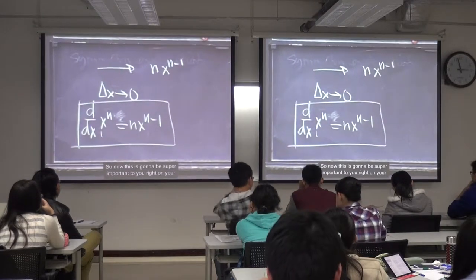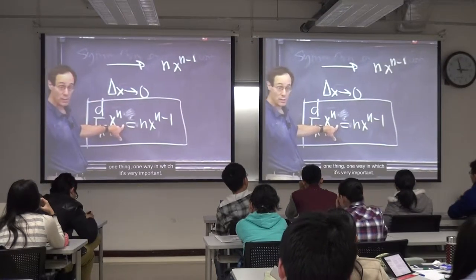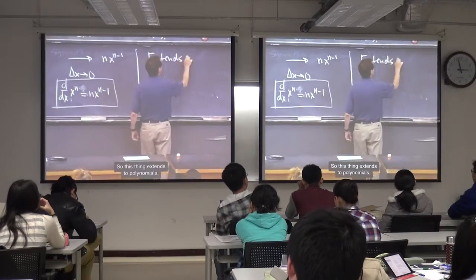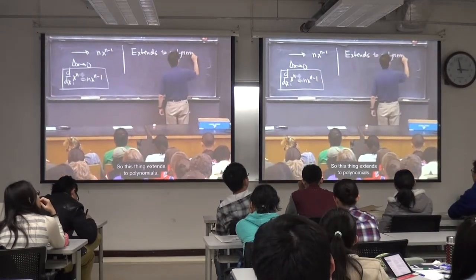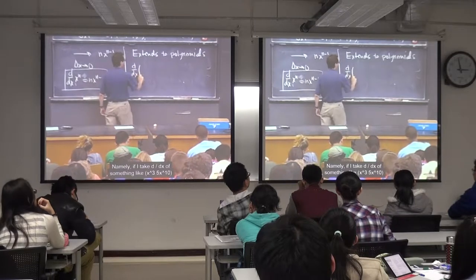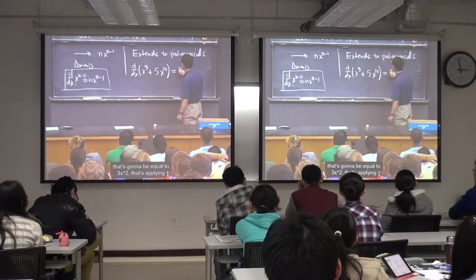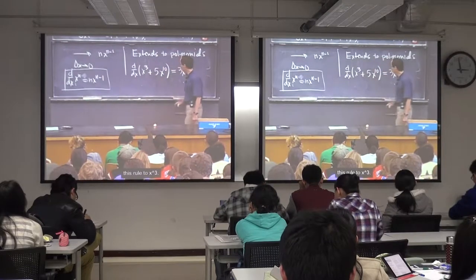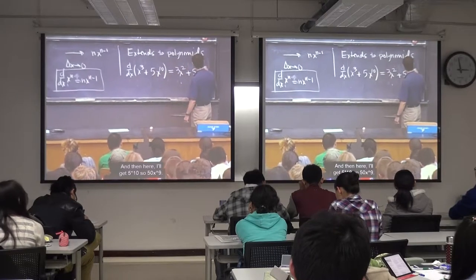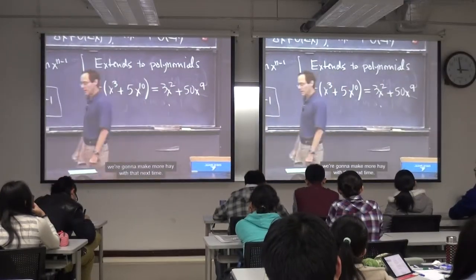So now this is going to be super important to you, right on your problem set in every possible way. And I want to tell you one way in which it's very important, and one way that extends it immediately. So this thing extends to polynomials. We get quite a lot out of this one calculation. Namely, if I take d by dx of something like x cubed plus 5x to the 10th power, that's going to be equal to 3x squared. That's applying this rule to x cubed. And then here I'll get 5 times 10, so 50 x to the 9th. So this is the type of thing that we get out of it. And we're going to make more hay with that next time.